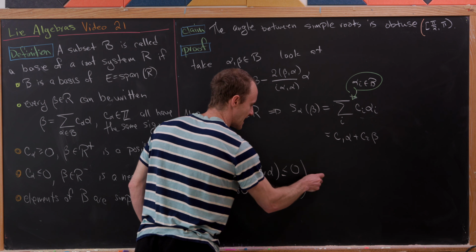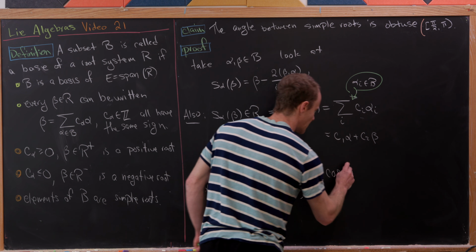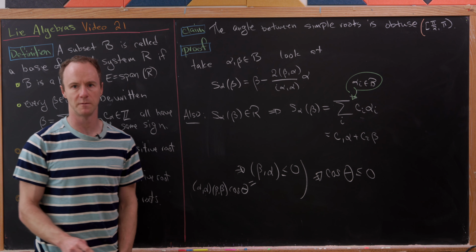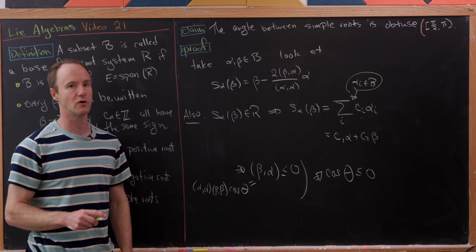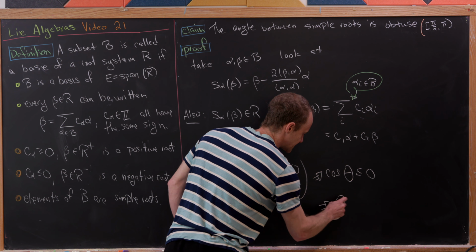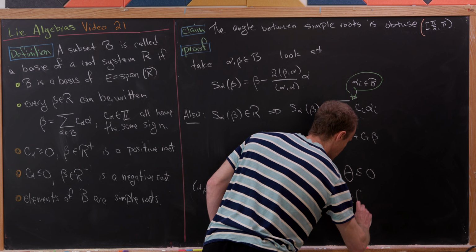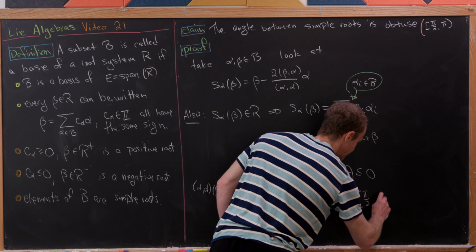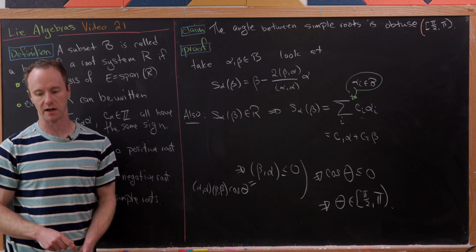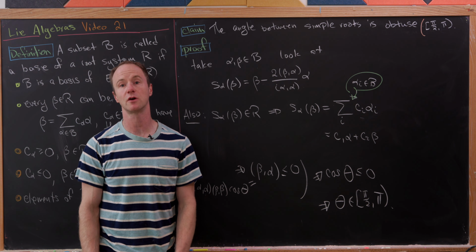But putting this together, we see that the cosine of theta is less than or equal to 0. But when talking about an angle between vectors, that tells us that the only possible values of this angle come exactly from the interval that we were looking for. In other words, obtuse angles. Okay, so now let's look at a quick example.